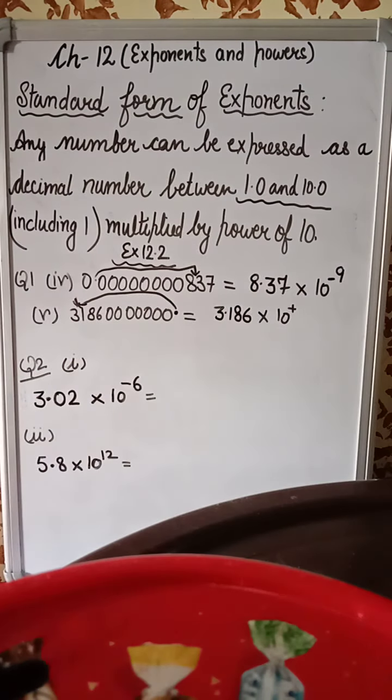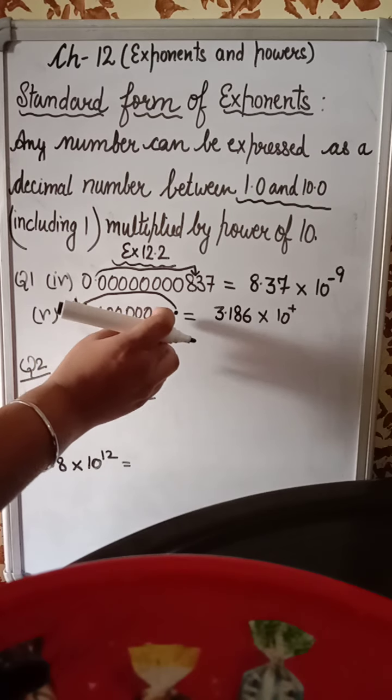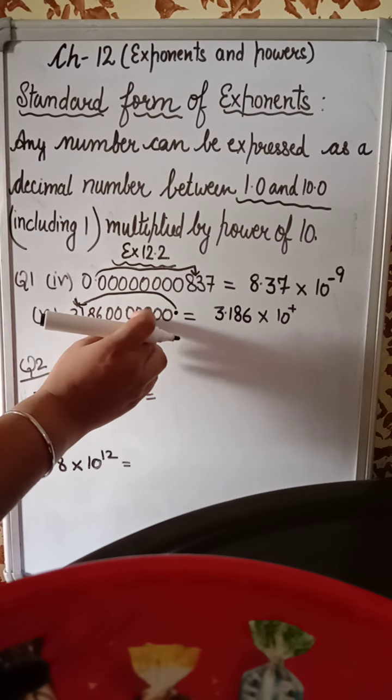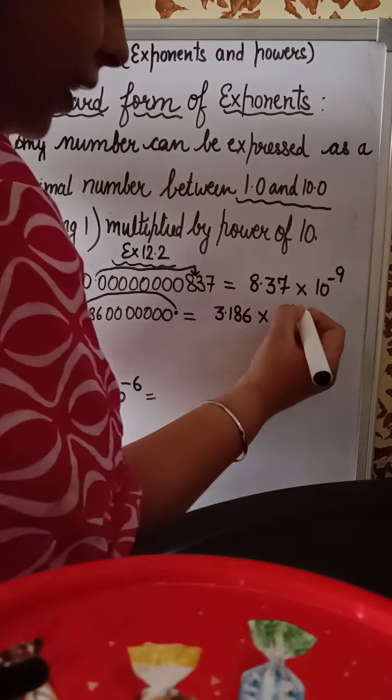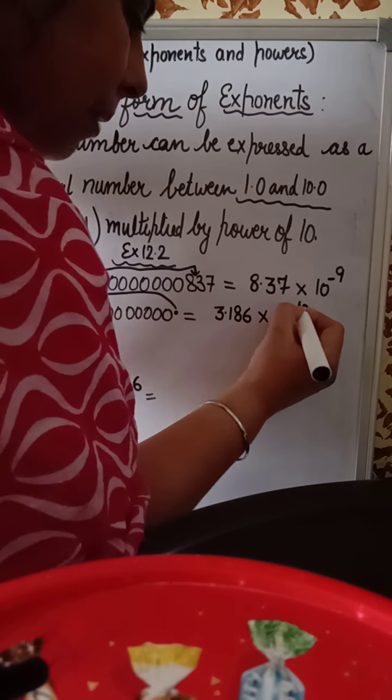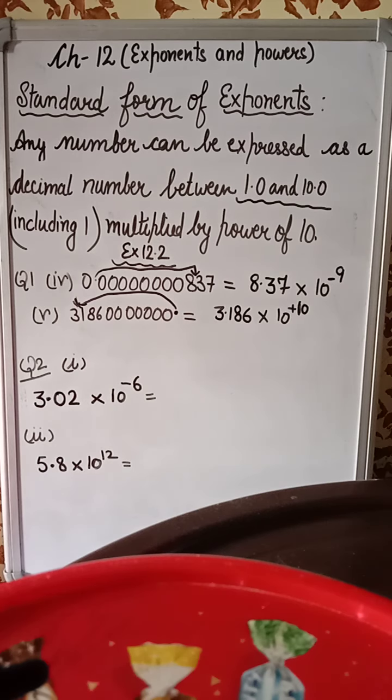If you want to put the plus sign, that's okay. If you don't want to put it, that is also okay, right? Now how many places have we shifted the decimal? 1, 2, 3, 4, 5, 6, 7, 8, 9, 10. We have shifted it 10 places. So the power will become 10. Alright, this is how we can express a number in the standard form.